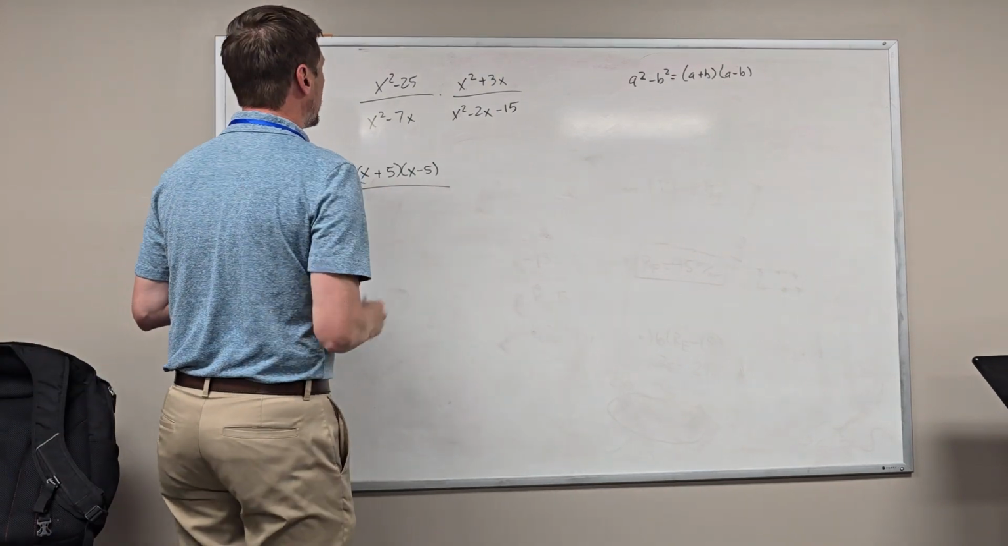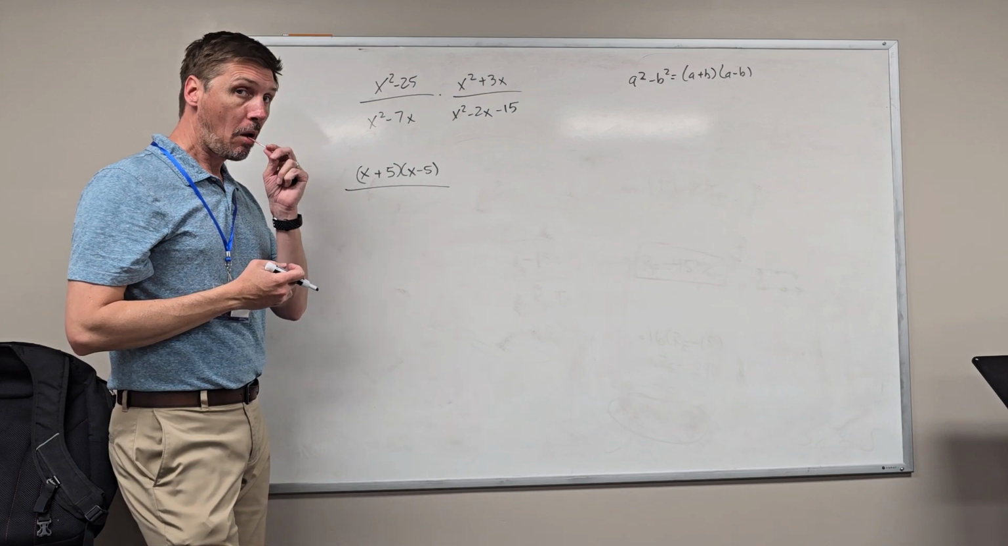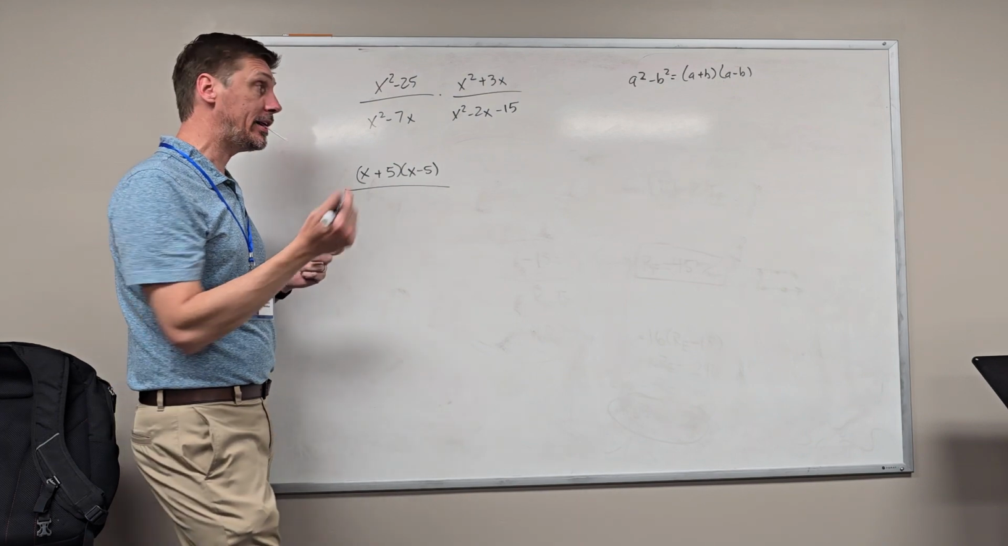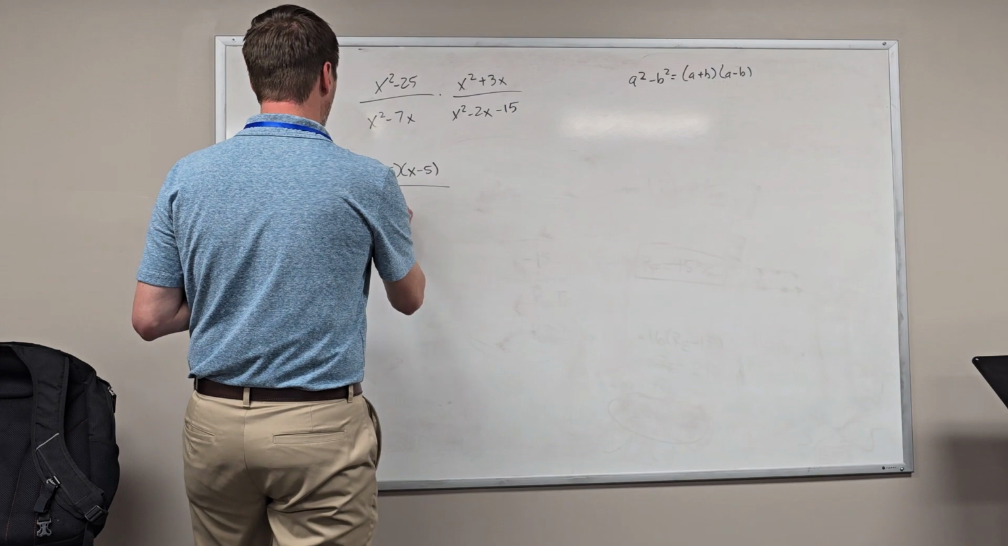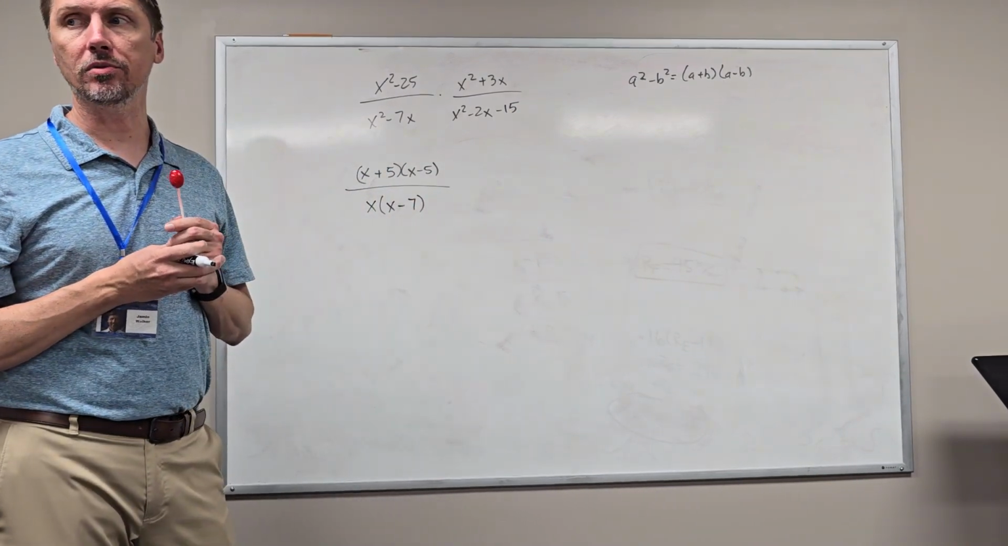This guy, what can we do? Is there anything we can do factor-wise with the denominator in this one? X is common to both, so we can factor that out and change it to that. You guys cool with that?